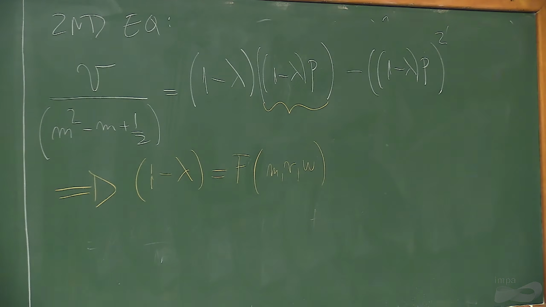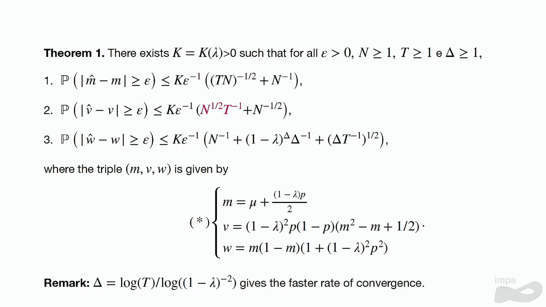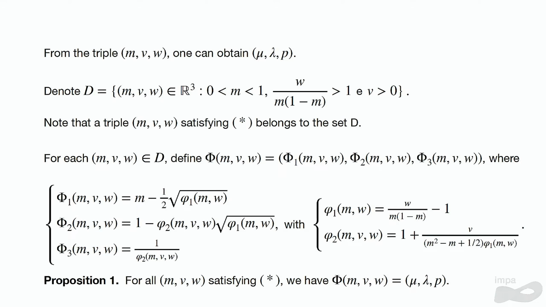So there is a formal way of doing all that. That's the content of the next slide, but I think you all agree with me, right? So I'm showing that at least in this case, there exists some function phi such that whenever I apply m, v, and w satisfying the equation, it gives me mu, lambda, and p, okay?